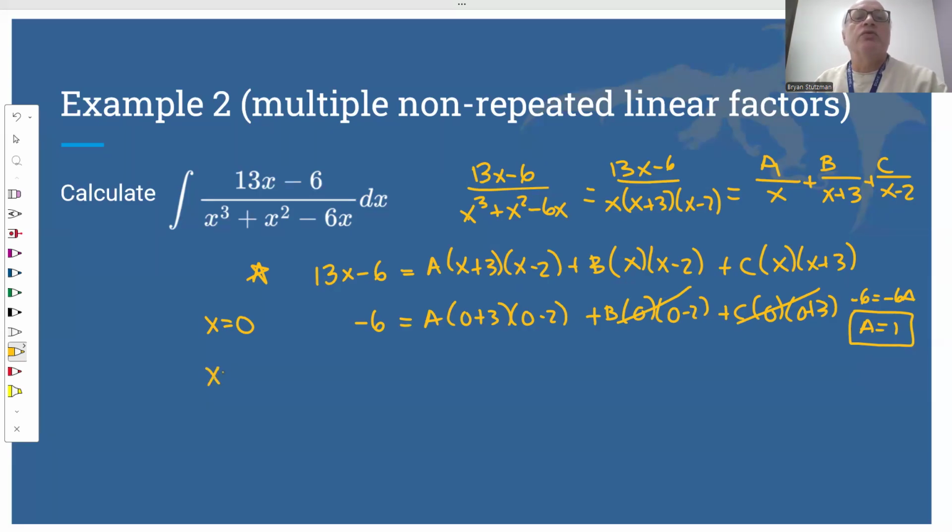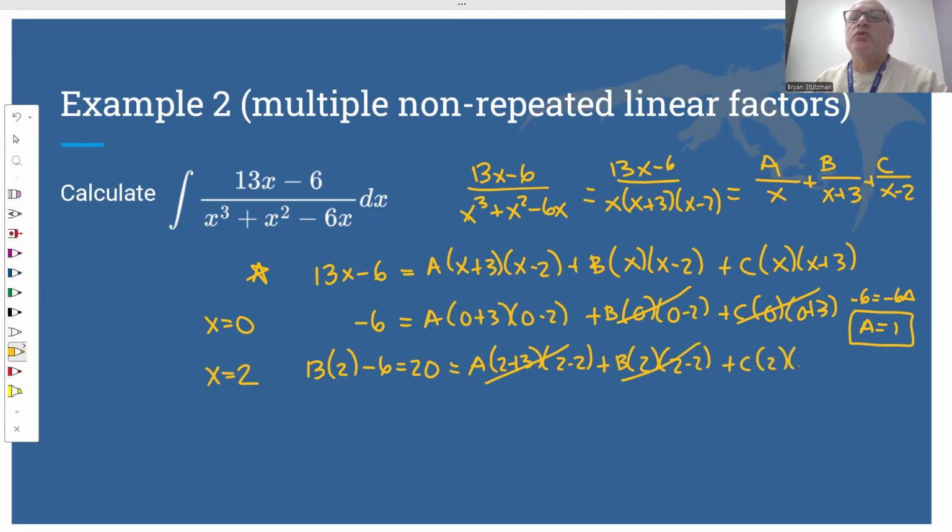Well, if I put x equals 2, then I know the x minus 2's will disappear. So I get 13. Don't forget to plug it into the left side. 13 times 2 minus 6, which is 26 minus 6, which is 20, is equal to a times 2 plus 3 times 2 minus 2. That will disappear. Plus b times 2 times 2 minus 2. That will disappear. Plus c times 2 times 2 plus 3. So I get 20 is equal to 2 times 2 plus 3 is 10, 10c, or c is equal to 2.